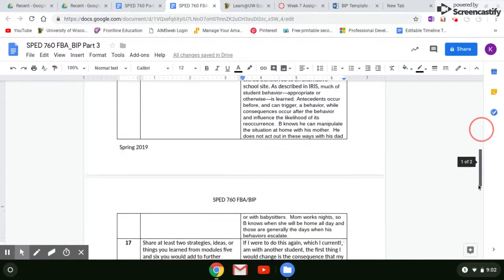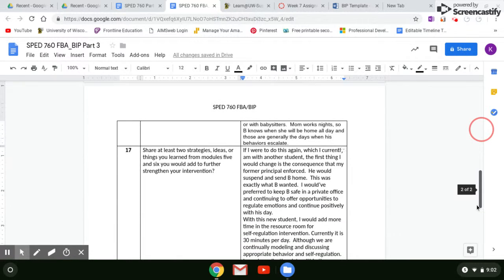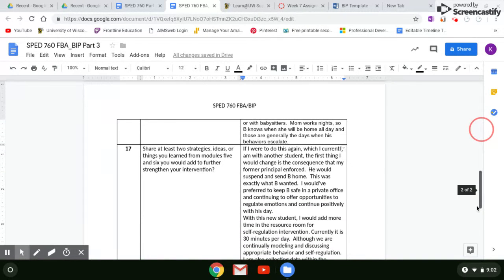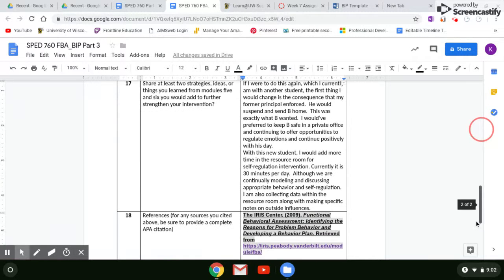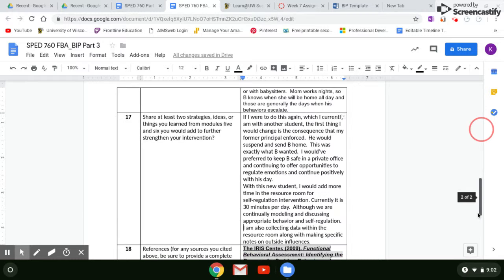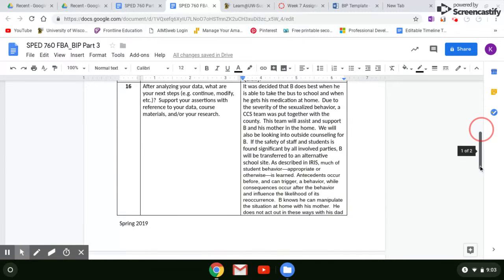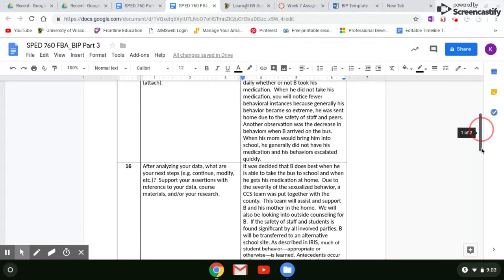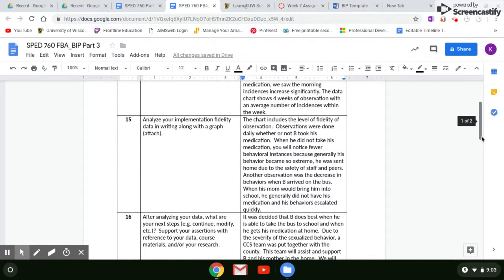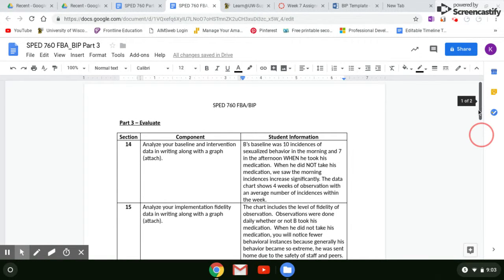But what we saw were a lot of outside factors that really affected any of our interventions. Outside factors having to do with mom and medication and things like that. The outcome of this situation is that the student is now in an alternative setting, receiving his academic and social emotional instruction. So I think that is about it.